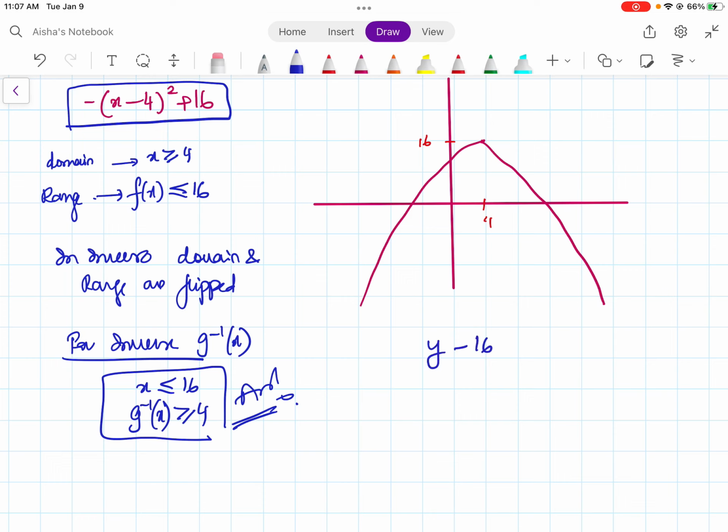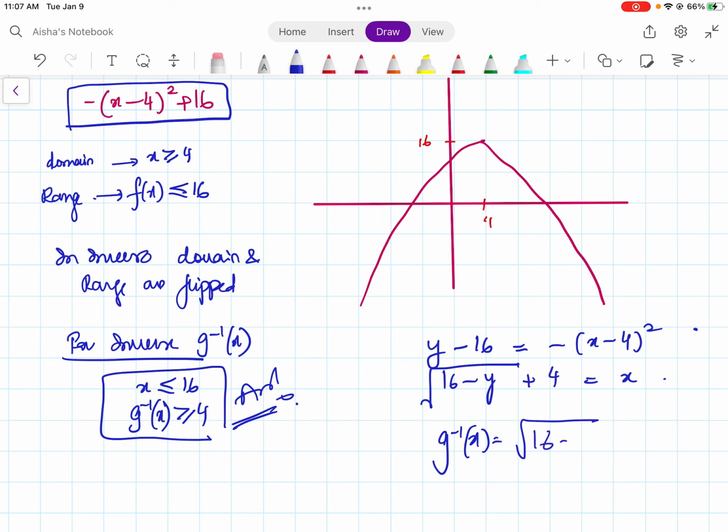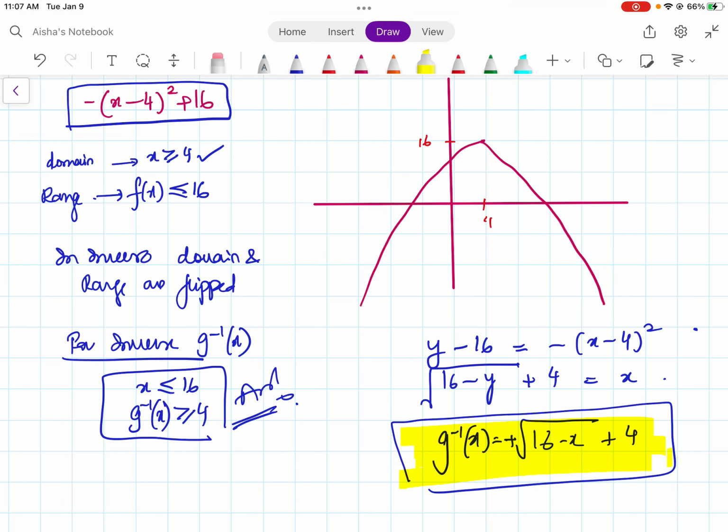Y minus 16 is equals to minus x minus 4 the whole square. 16 minus y, the minus sign is removed, under root, plus 4 gives you x. G inverse x is equals to root of 16 minus x, plus 4. There will be a plus sign outside because the domain of G was greater than. The normal function was greater than side, so it's always like that.